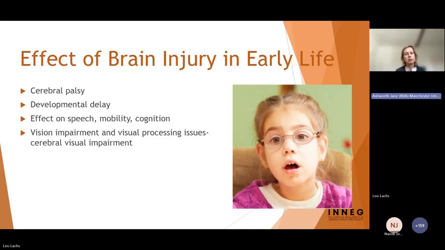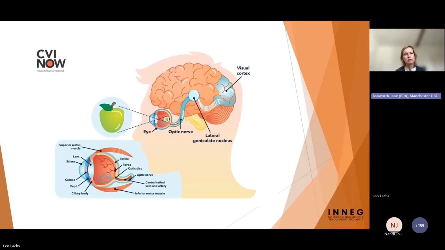So I'm going to talk a bit today about vision processing and development in general, about cerebral visual impairment, and some of the other ophthalmic conditions that can occur with brain injuries.